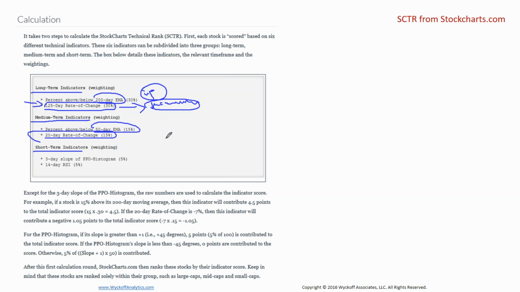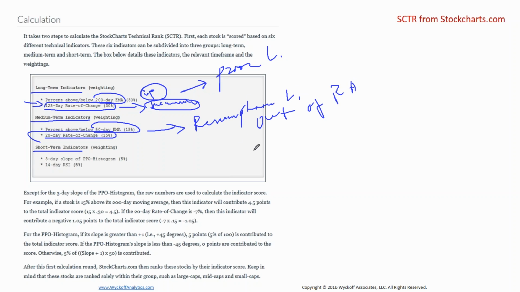So we want to come in and establish a prior leadership and then establish a resumption of this leadership out of reaccumulation. And then more on the short-term basis, this is all about points of entry. This is identifying that entry bar, so to say. And I encourage you to go to StockCharts and go to the ChartSchool pages and look at the definition of the scooters.